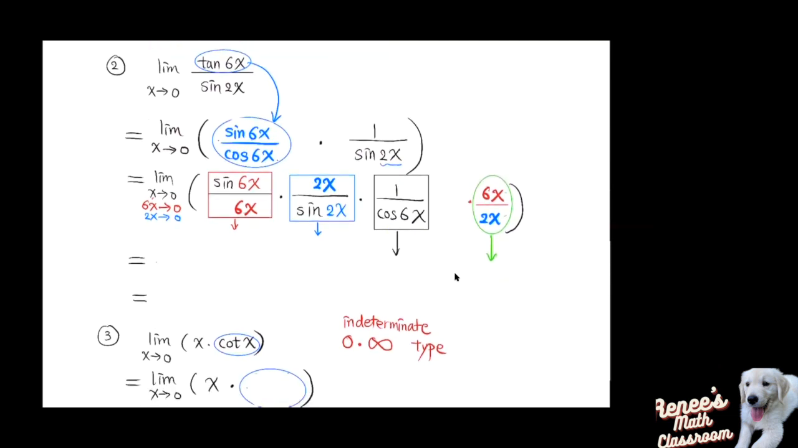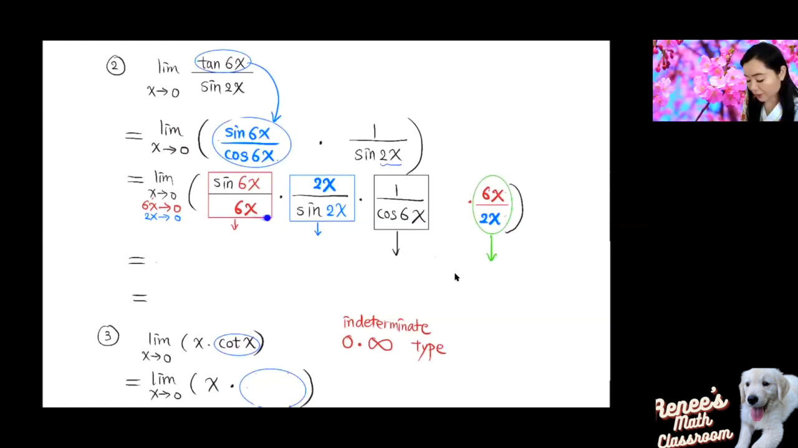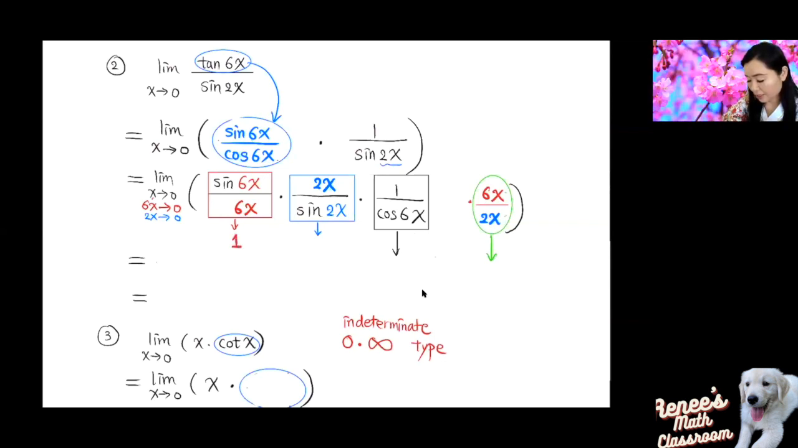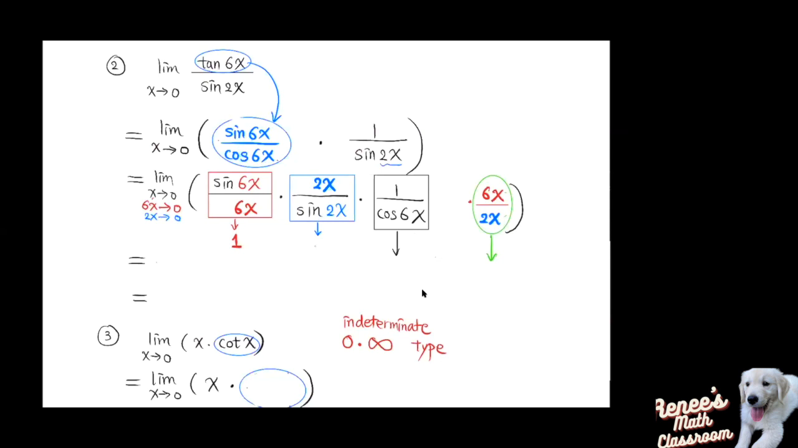Now, after this, look at this quotient over here. Sine of 6x over 6x. As x approaches 0, 6x also approaches 0. So this is kind of like sine of theta over theta as theta approaches 0. What does this quotient approach? What's the limit of this quotient? 1. It's going to be 1. So we have 1. And then similarly, what happens to this quotient? It goes to 1.